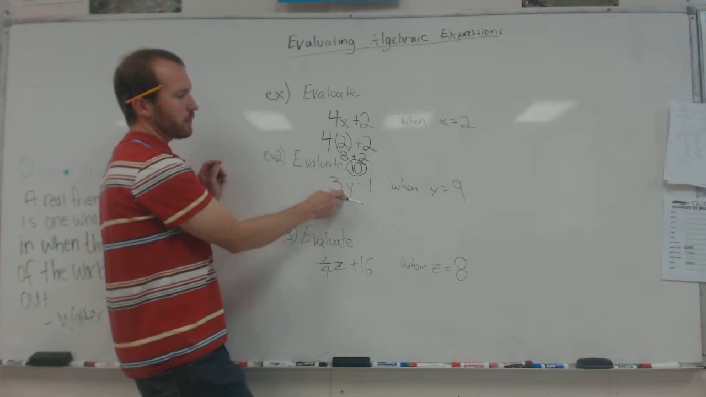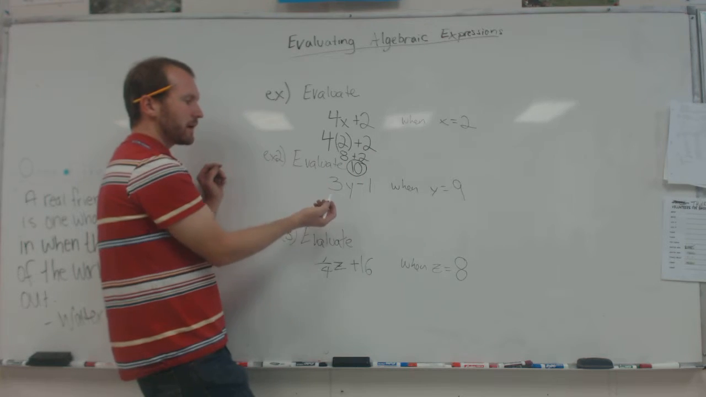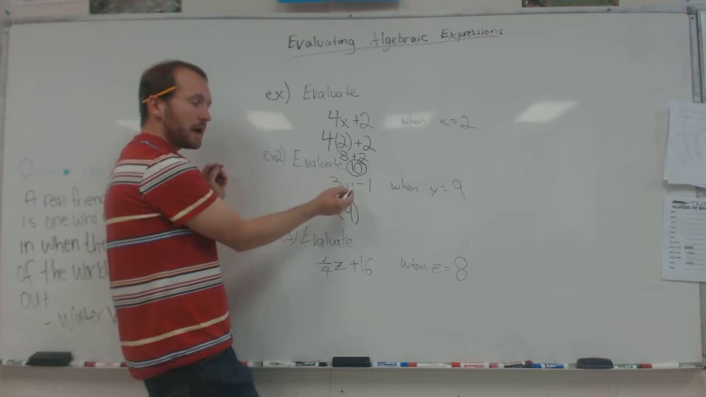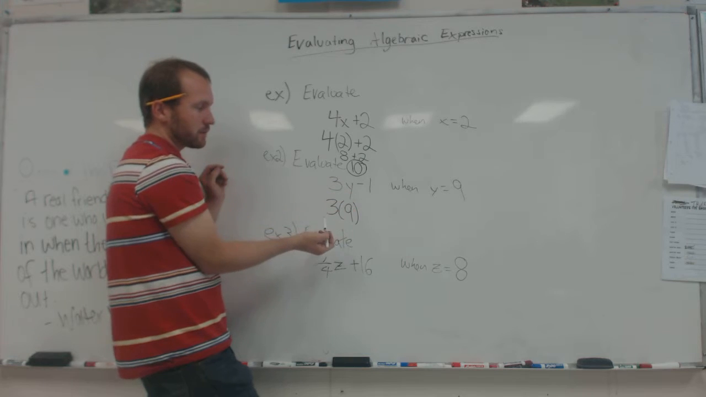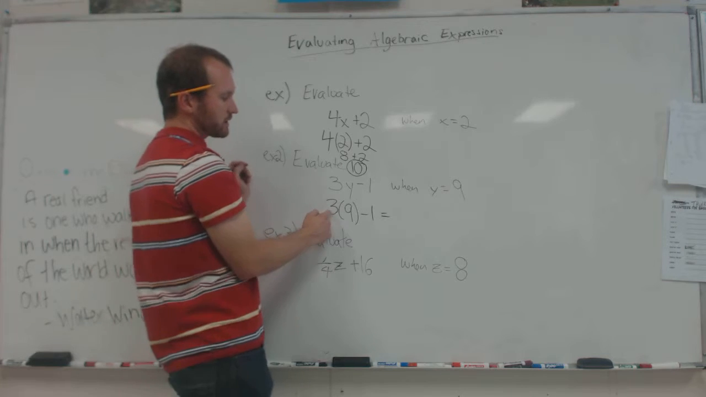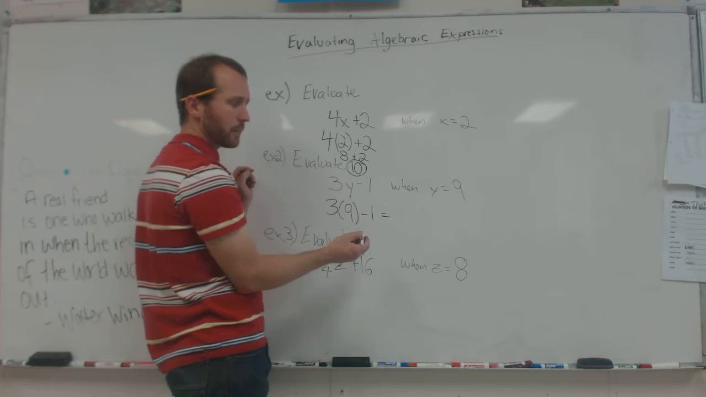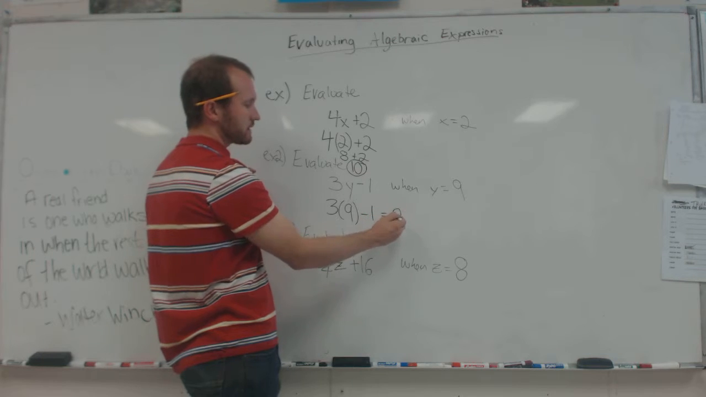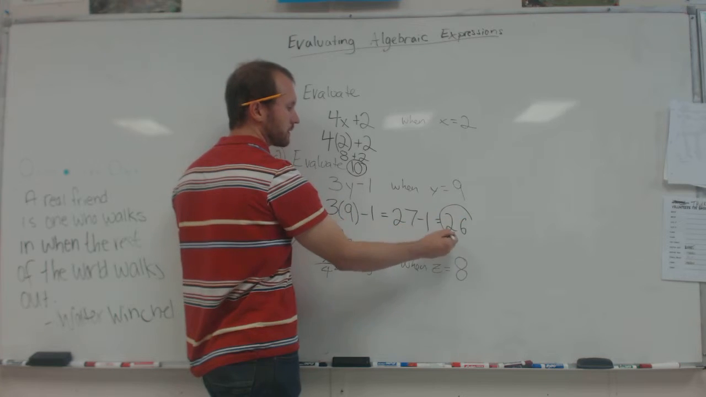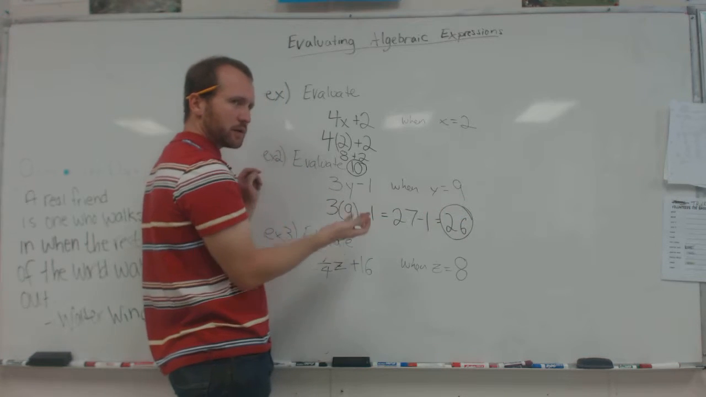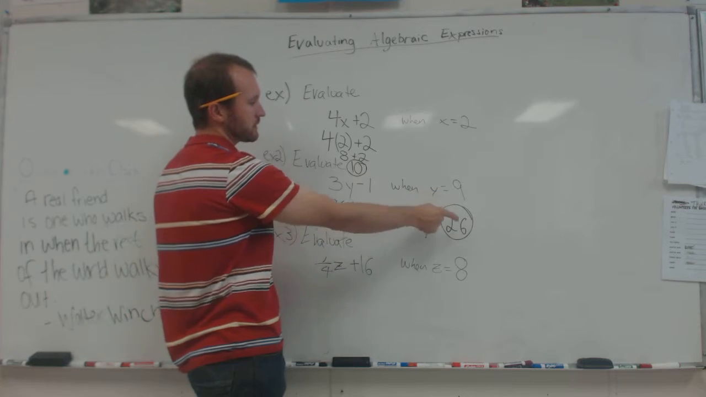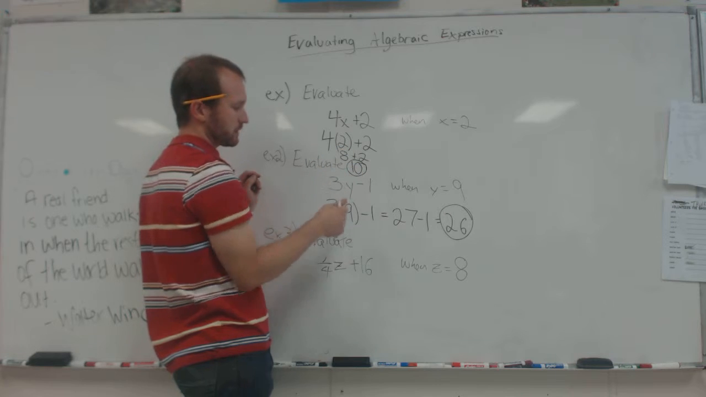All right, now the next one. 3y minus 1 when y equals 9. What am I going to rewrite this as? 3 times 9, because 3y means 3 times y. Minus 1. Okay, let's just do an equal sign. What is 3 times 9 minus 1? 27 minus 1, which equals 26. Okay, I did that one in a line. You can do these either way, right? Either way, I'm just saying this step equals this step equals this step, or this step equals this step.